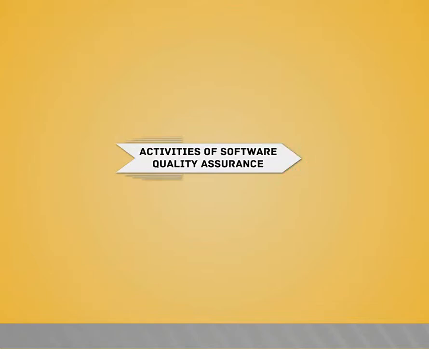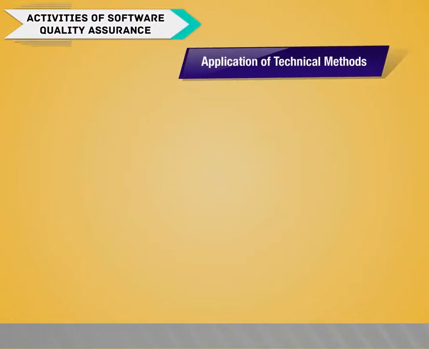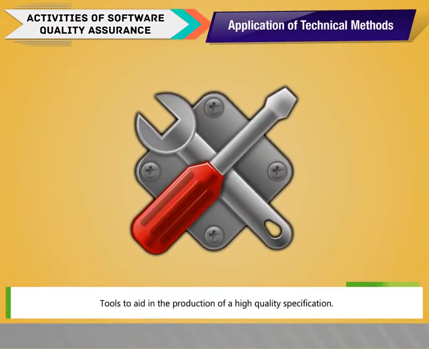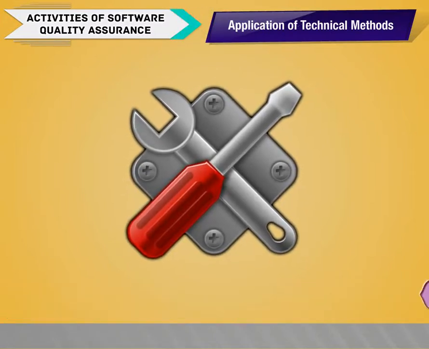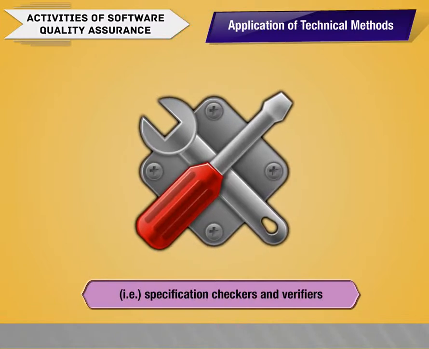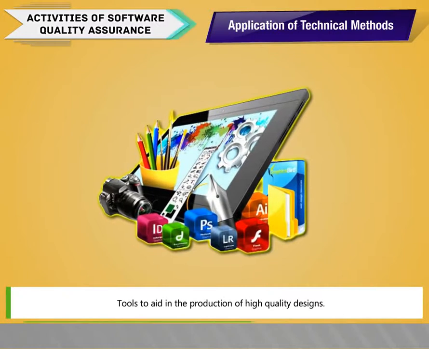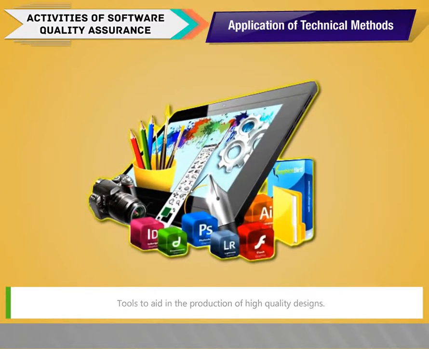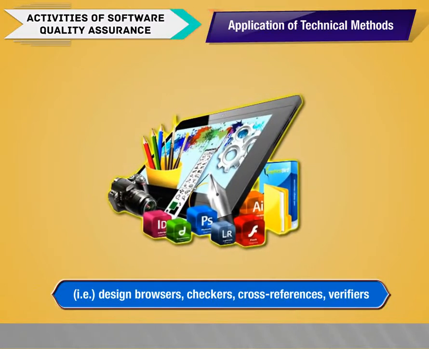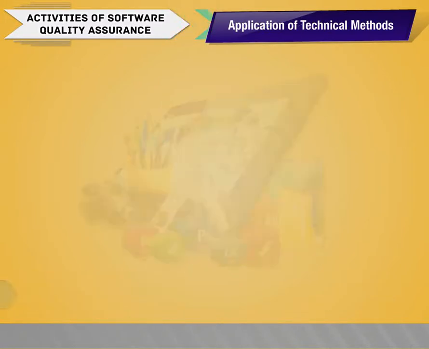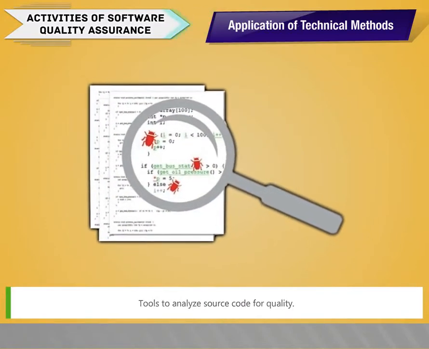Activities of Software Quality Assurance. Application of technical methods. Tools to aid in the production of a high-quality specification, that is, specification checkers and verifiers. Tools to aid in the production of high-quality designs, that is, design browsers, checkers, cross-references, verifiers. Tools to analyze source code for quality.